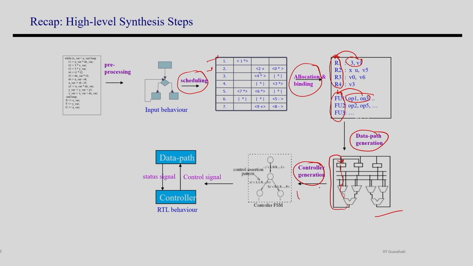Once the connection is made, then the controller generation comes. We already know how many states are needed to execute the behavior. We know the FSM states and the transitions. So, what does this controller FSM do? This data path is going to execute this behavior, and the data path interconnections are basically time division multiplexed. We have to make sure that in every clock, suppose you are in clock 1, the operation to be executed in time step 1 is going to happen in the data path. That is something the controller has to ensure.